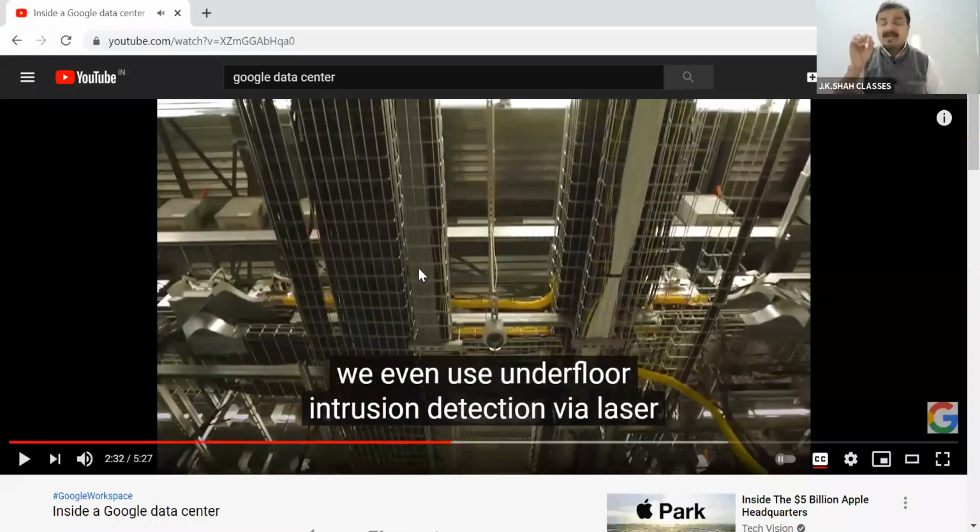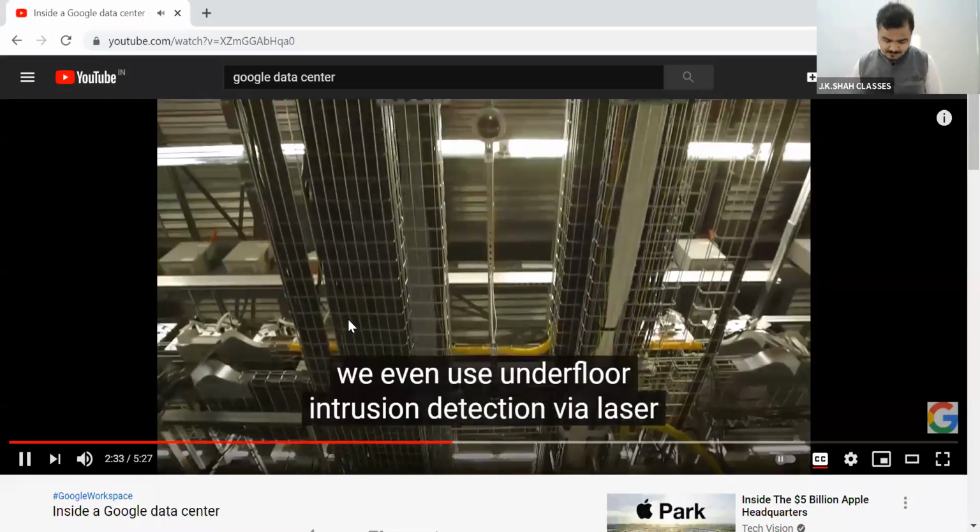They said we use underfloor intrusion detection. What is intrusion detection? It uses lasers, laser lights. So suppose 3 people are there, then a maximum of 3 people in that laser light should get captured. If a 4th person gets captured in that laser light, it will start giving an audible noise. It means no unauthorized person can enter, and that is called underfloor intrusion detection via laser beams. They are taking care of this. See the technology which is used by Google.